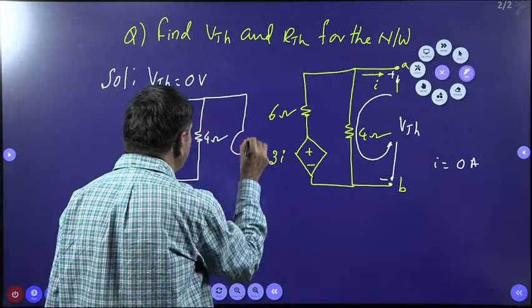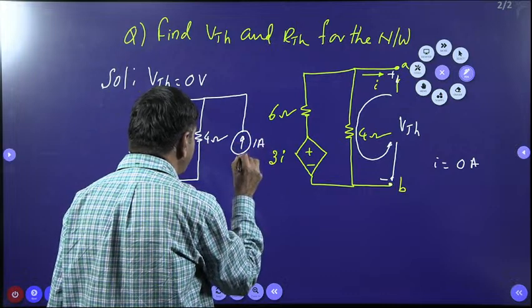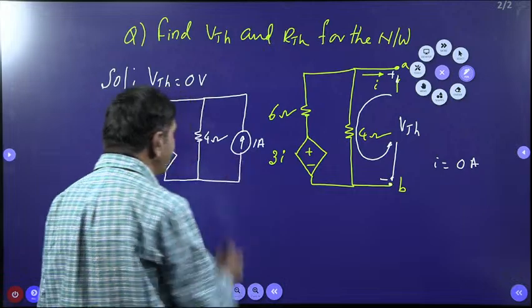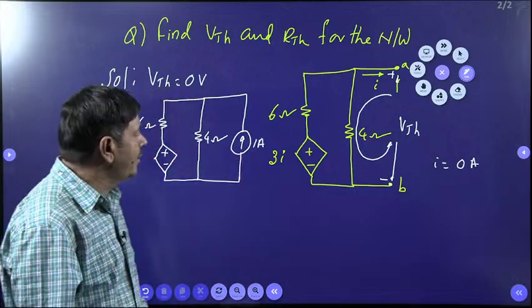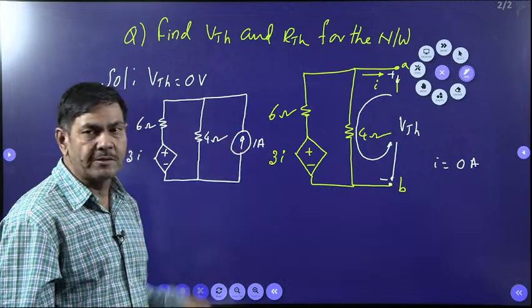A different way you can do it: just by connecting a 1 ampere current source, you can do the question. Sir, I will not put the current source, I will connect the voltage source. Accepted. Plus minus 1 volt you put it now.